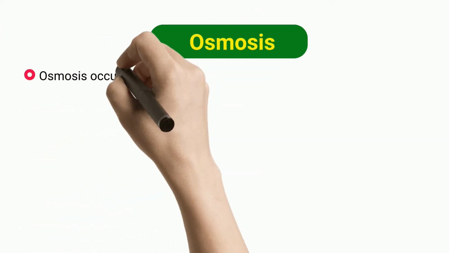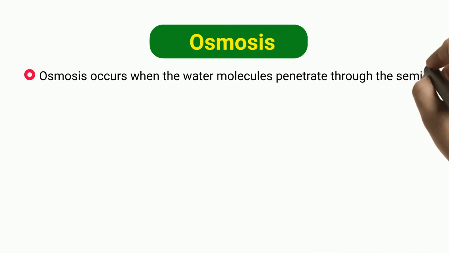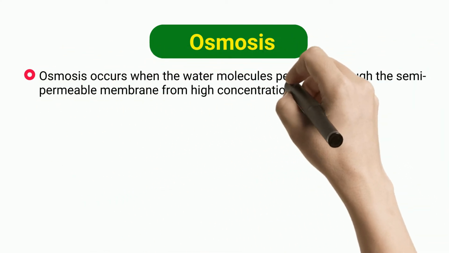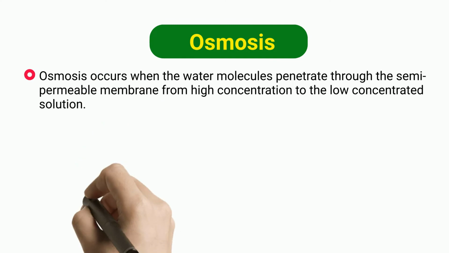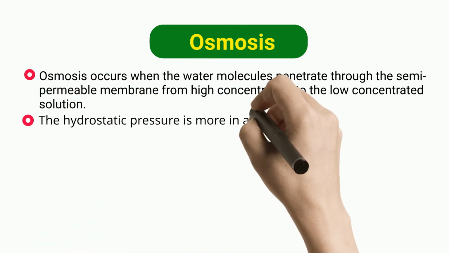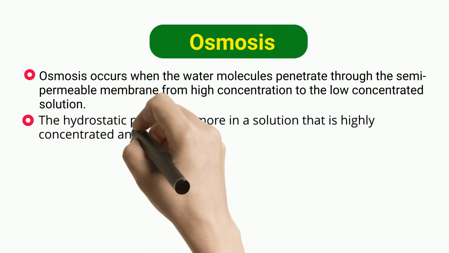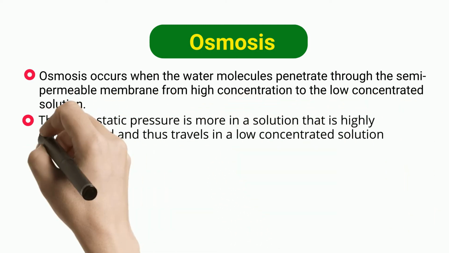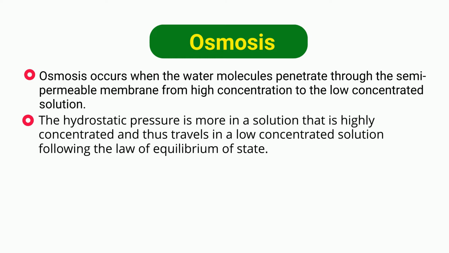Osmosis. Osmosis occurs when the water molecules penetrate through the semi-permeable membrane from high concentration to the low concentrated solution. The hydrostatic pressure is more in a solution that is highly concentrated and thus travels into a low concentrated solution following the law of equilibrium of state.